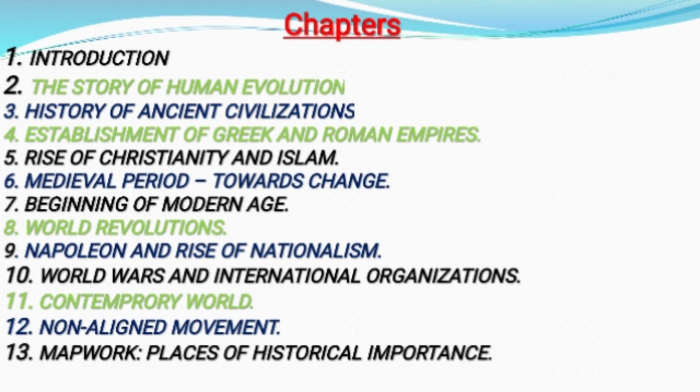Then chapter number 13, map work. In this chapter, a total of 20 historically important places are explained, and you should study the exact location of the historical places and the explanations. Minimum 2 sentences are required for the historically important places. So in this way, a total of 13 chapters are there. You should study these 13 chapters in the first PUC history curriculum.